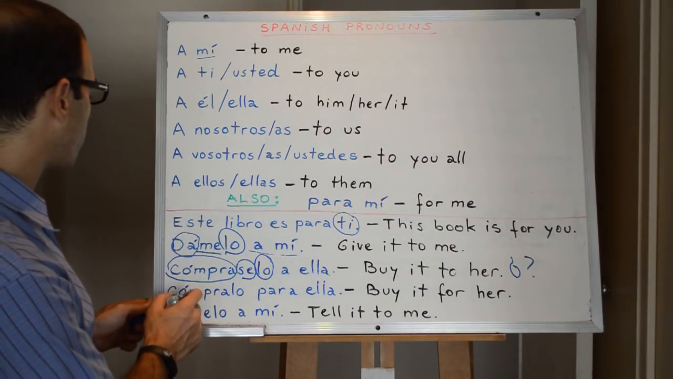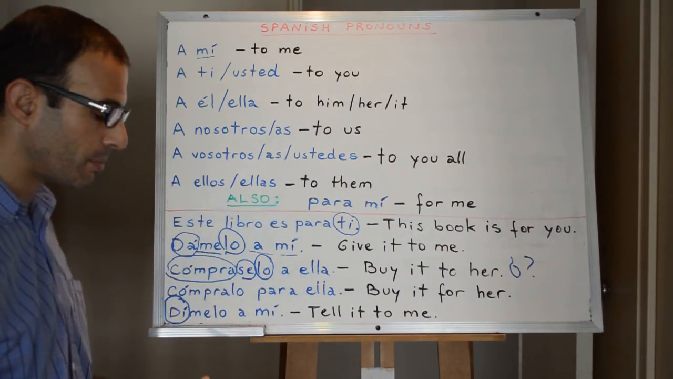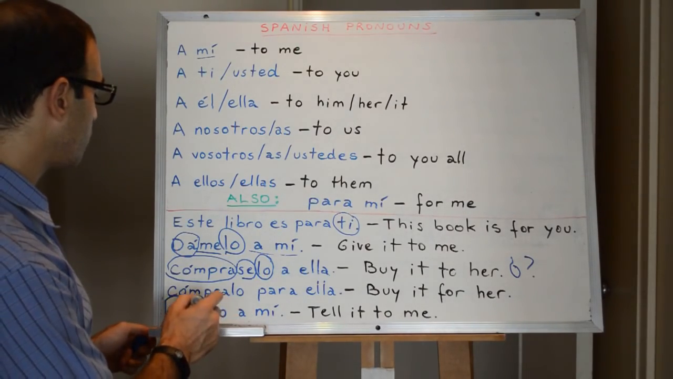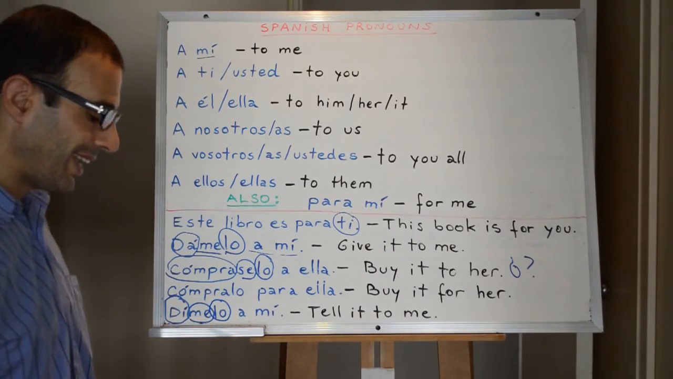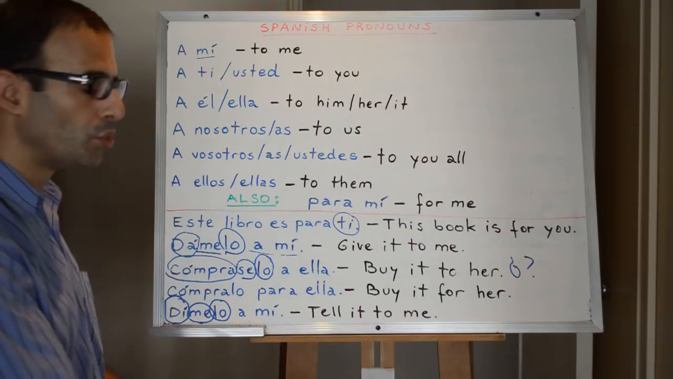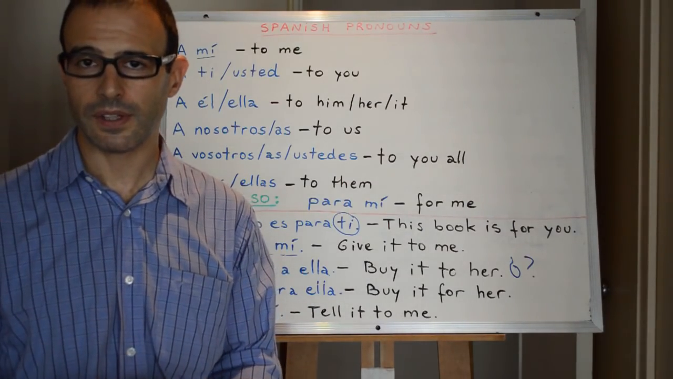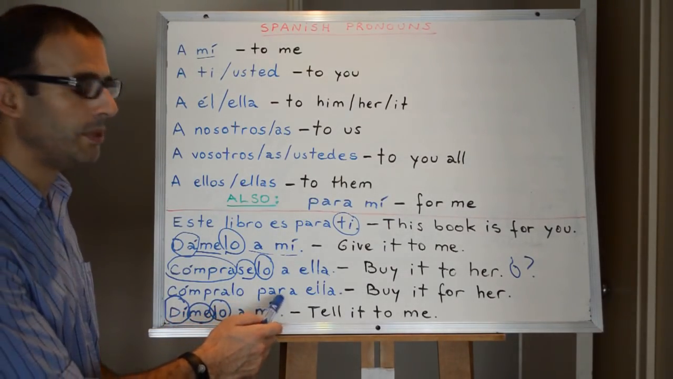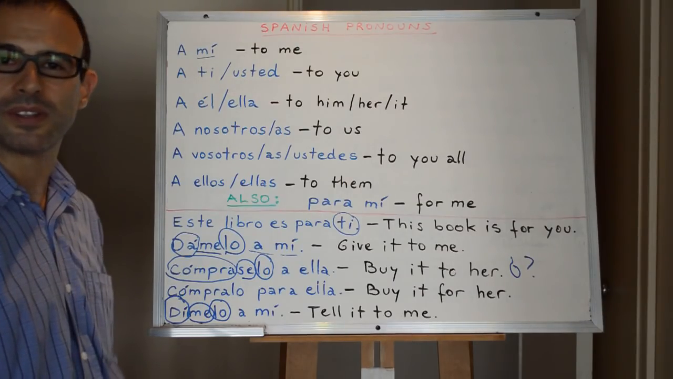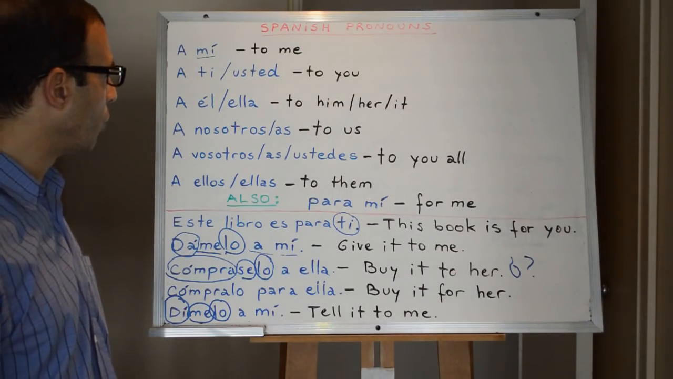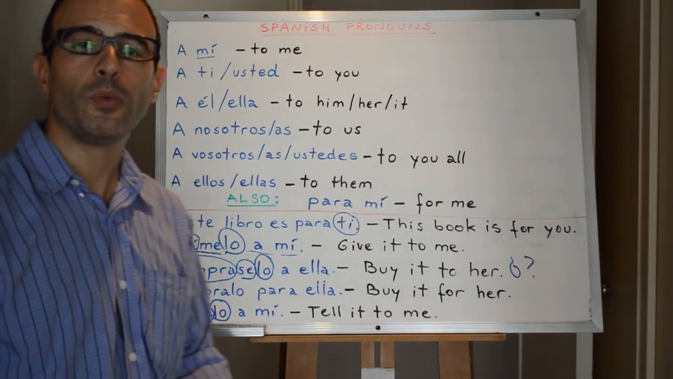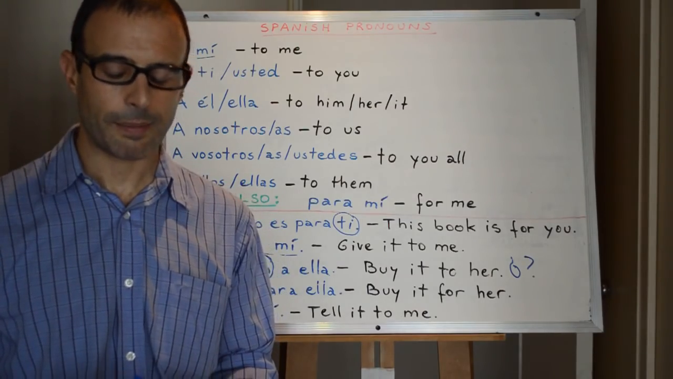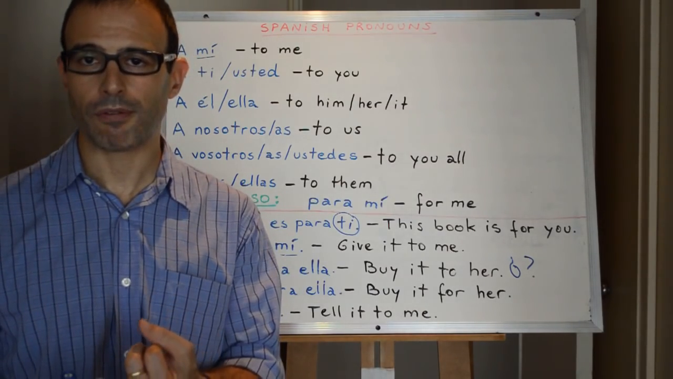And now the last sentence, dímelo a mí, tell it to me. Di is the imperative from the verb decir, to say or to tell. Me, which is to me, and lo, it, okay? A mí, to me. Another redundancy which is typical from Spanish. Tell it to me, okay? But that's how we use it. Dímelo a mí.